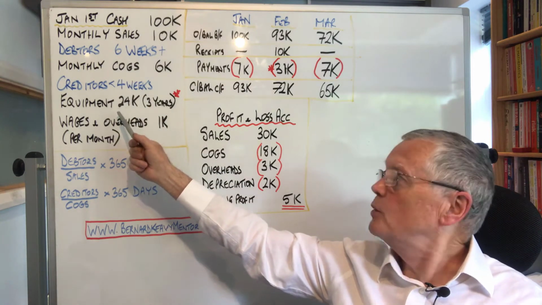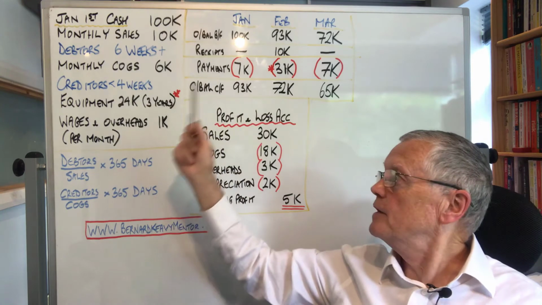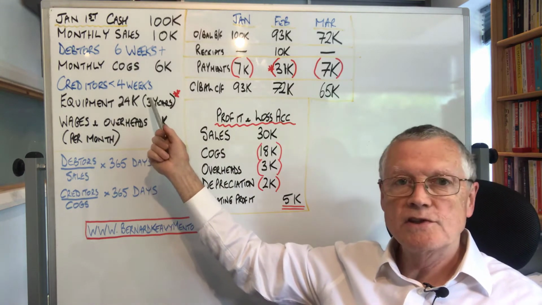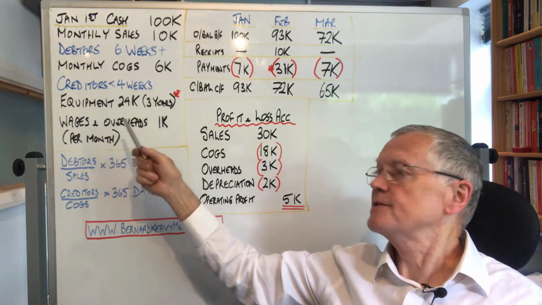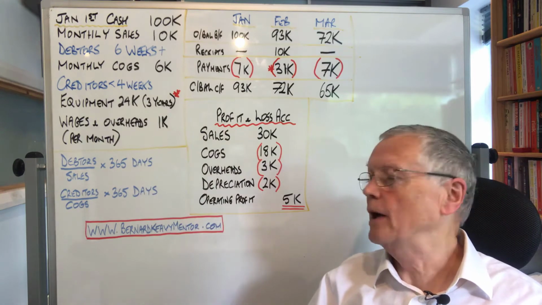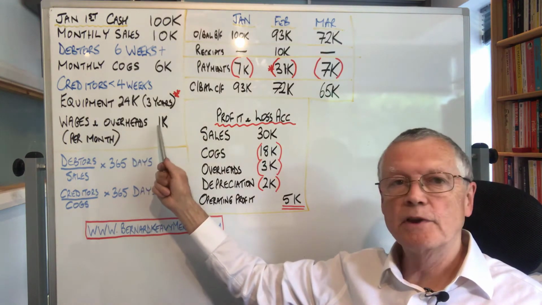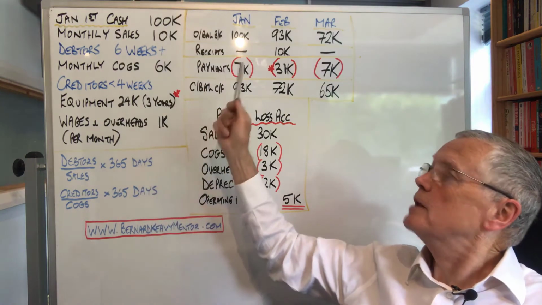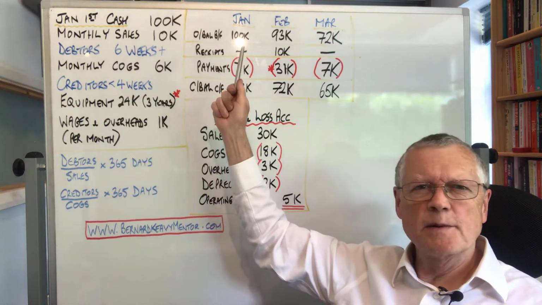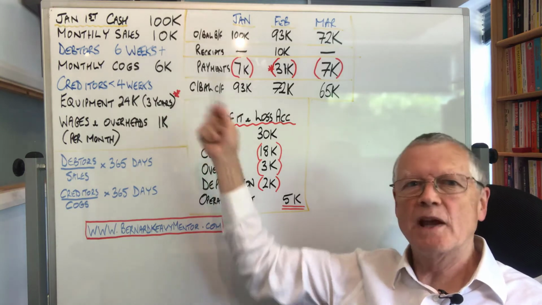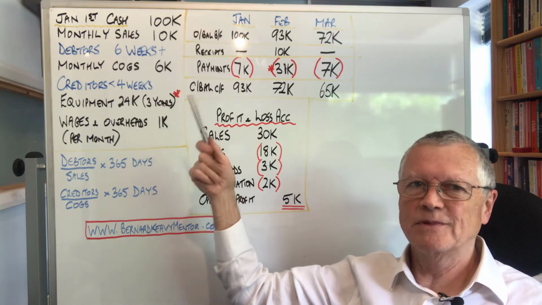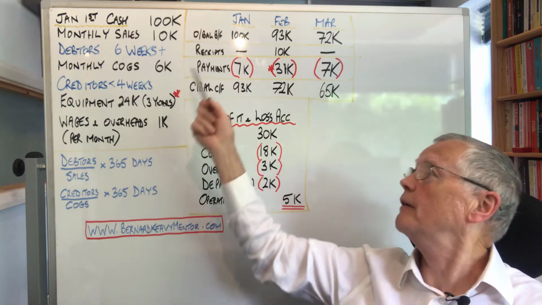They also buy some equipment in the second month for 24,000, which they're going to depreciate over 3 years, so we can take a bit off that for our profit calculation. And they've got wages and overheads that they pay each month of 1,000. So the bank balance goes something like this. The figures aren't precise because it depends when the debtors actually pay us, but you'll get the gist of it. This is a typical scenario.